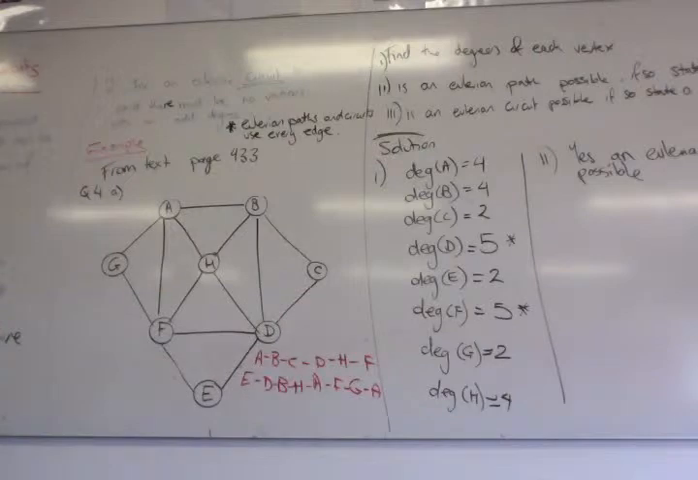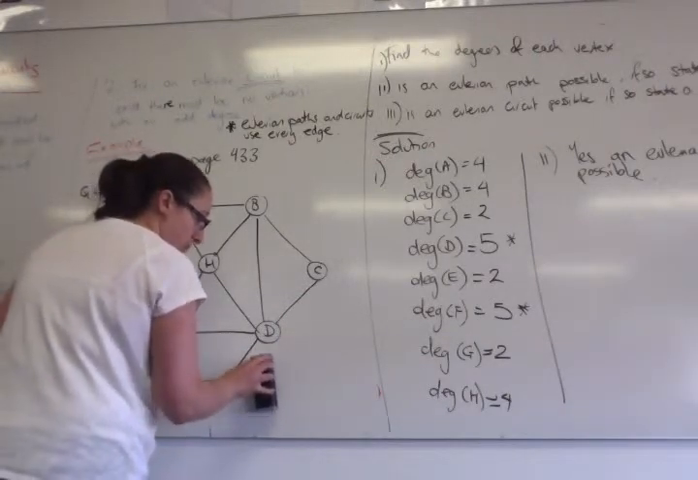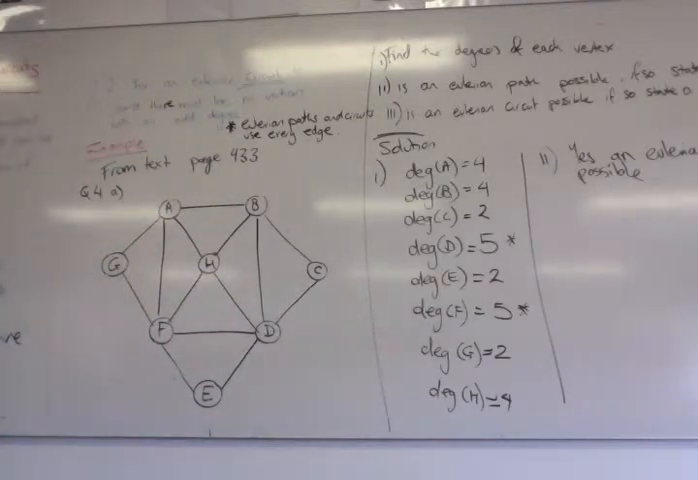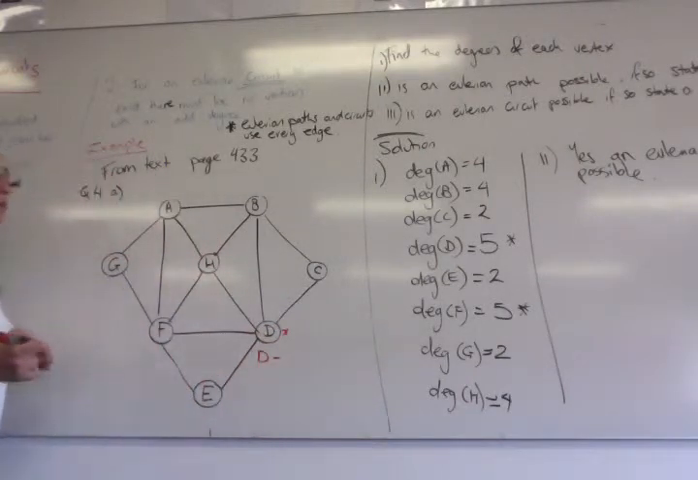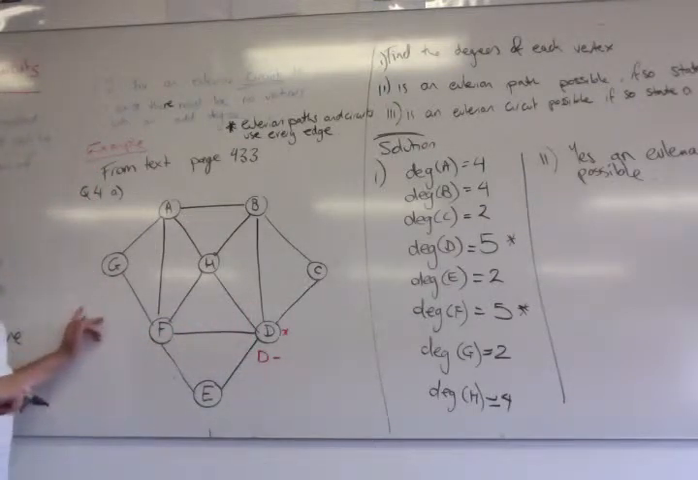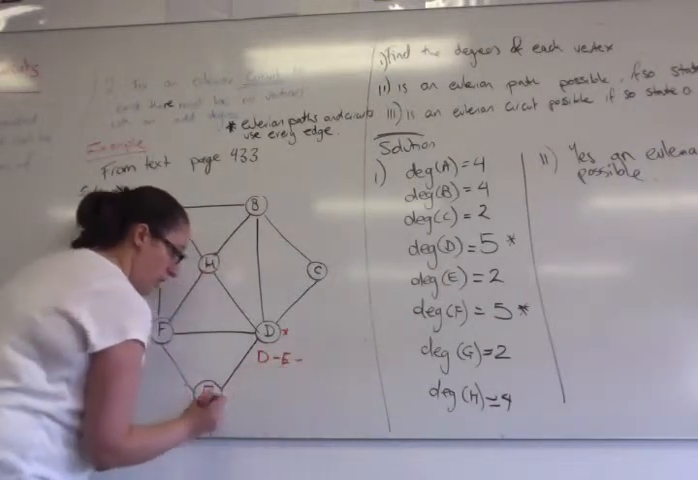So if I quickly rub off that section here. Let's go again. Alright, where are we starting? D. Okay, let's start with D. We're going to start down here from D. Where should we go? E. Okay, so we're going to go down here.